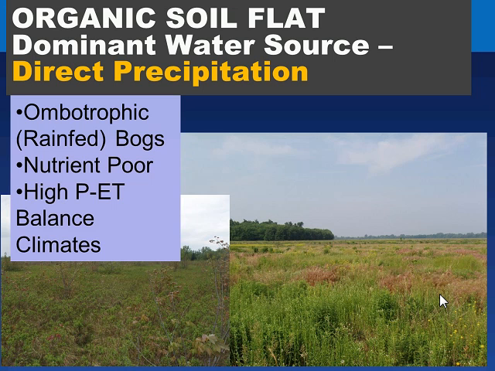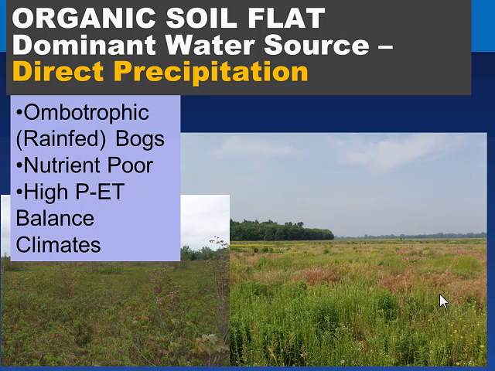Rain-fed means ombrotrophic, so that term is associated with rain-fed wetlands. And ombrotrophic organic flat wetlands are commonly referred to as bogs. So we've got a distinction that I'll take the time to point out between fens and bogs. Fens are groundwater fed. The groundwater typically contains nutrients, so fens are typically nutrient rich. Bogs are rain fed only.